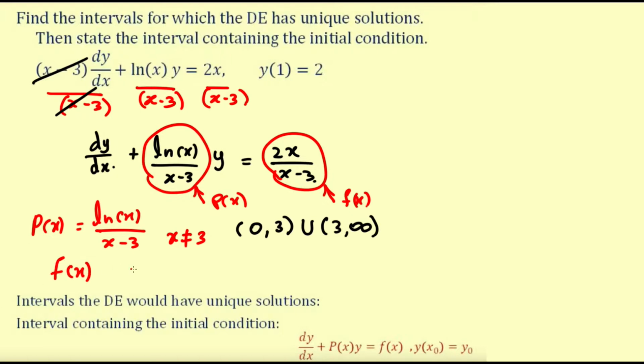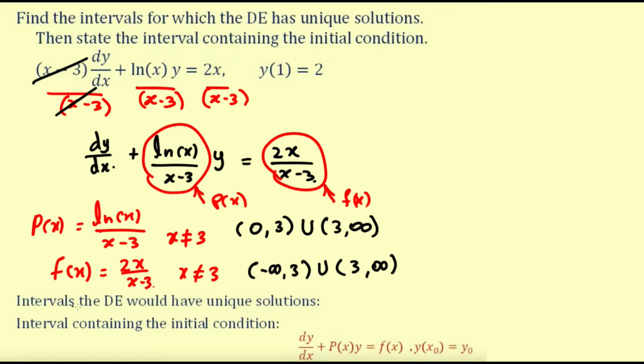F of x is 2x divided by x minus 3, and here we know that x cannot be 3. That's the condition here, because in the denominator we have x minus 3, so x cannot be equal to 3. If we have 3, this is going to be 0. So it's continuous from negative infinity to 3, and then 3 to positive infinity.